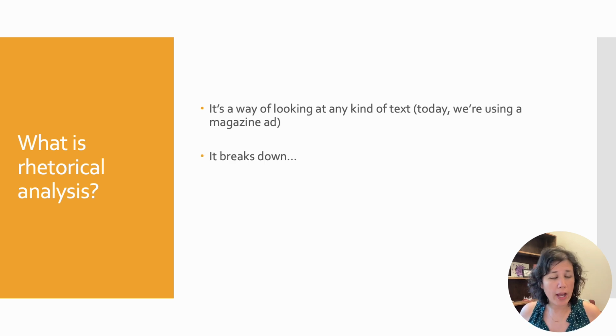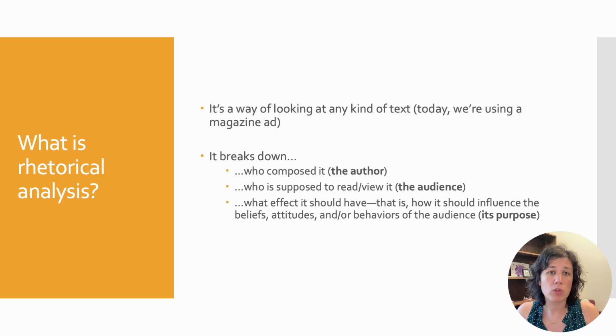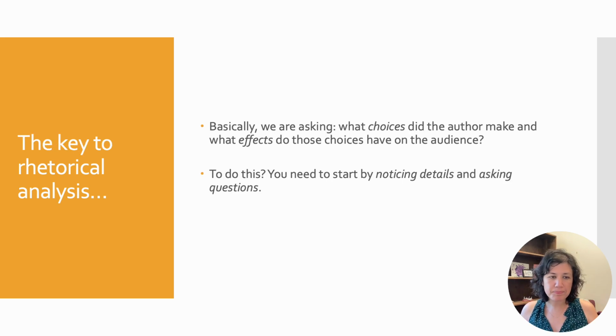Okay. So how are we breaking things down when we're using rhetorical analysis? Essentially, we're breaking down the rhetorical situation. So we're looking at the author or the person who composed it. We're looking at the audience or who is supposed to read and view it. We're looking at the effects that this text should have or its purpose. And I like to think of purpose as how it should influence the beliefs, attitudes, and or behaviors of the audience. That's what helps me to kind of get that to be more concrete.